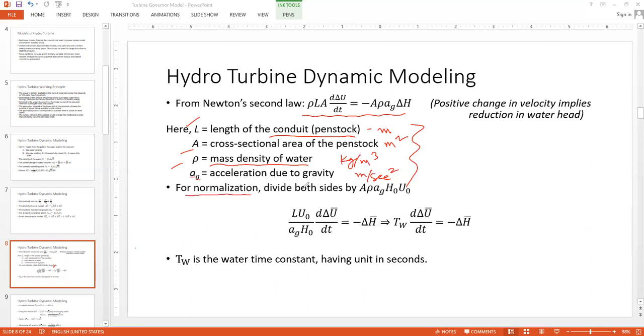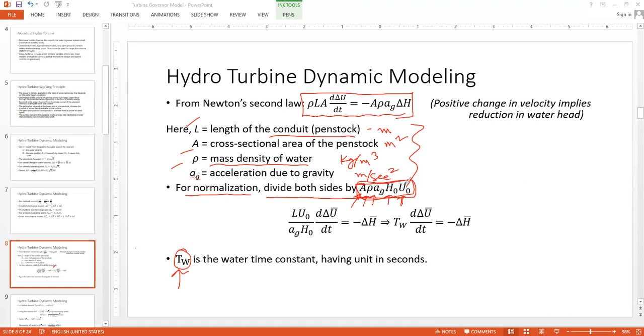So for normalization, we divide by this peculiar part: A, rho, Ag, H naught, U naught, simply for normalization, nothing else, and simply for allowing us to bring in this concept of TW. So how do we introduce this TW? On both sides of this Newton's law, we simply divide by A, rho, Ag, H naught, U naught. A, rho, and Ag are nothing but constants. H naught and U naught are operating point related. These are not constants.